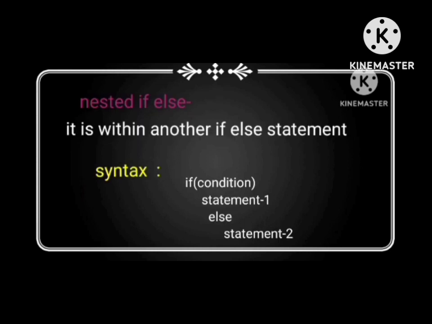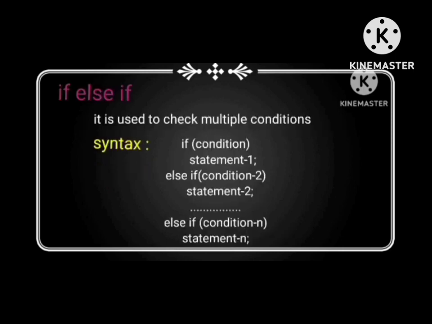Nested if else. If an if else statement is within another if else statement, it is known as nested if else. Syntax: if condition statement 1 else statement 2. Else if is used to check multiple conditions. It is also known as ladder if. It is a chain of if statements in which each statement is an else if. Syntax: if condition 1 statement 1 else if condition 2 statement 2 and so on, else if condition n statement n.